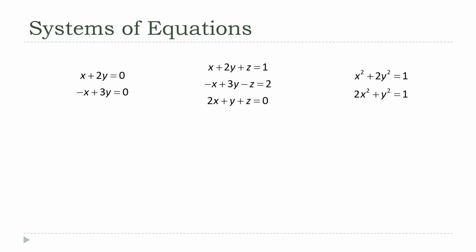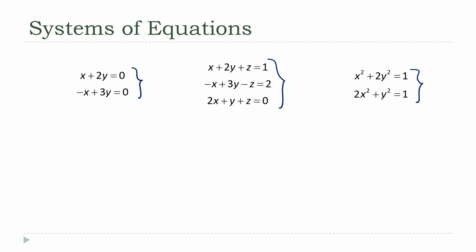So before we start talking about methods for finding the solutions to systems of equations, I want to take a minute and first talk about what they are. A system of equations is just two or more equations that are combined together. So in this first one here, we have two equations in two variables. Here we have three equations in three variables, and again over here, two equations in two variables.